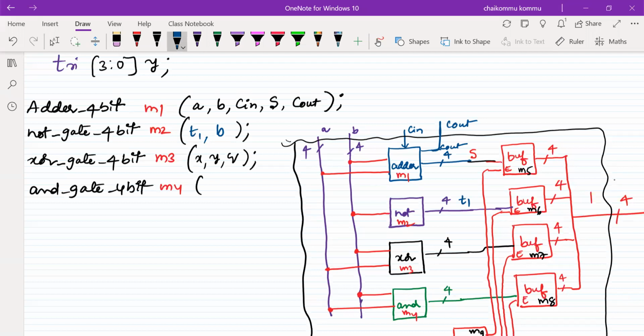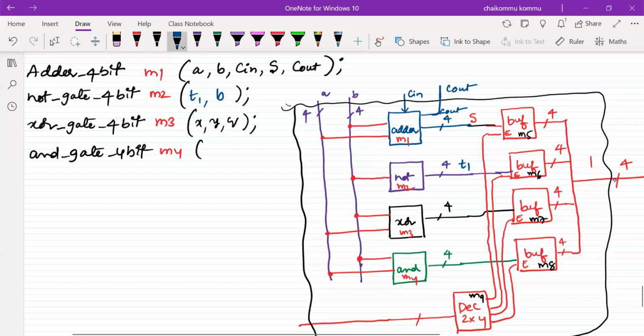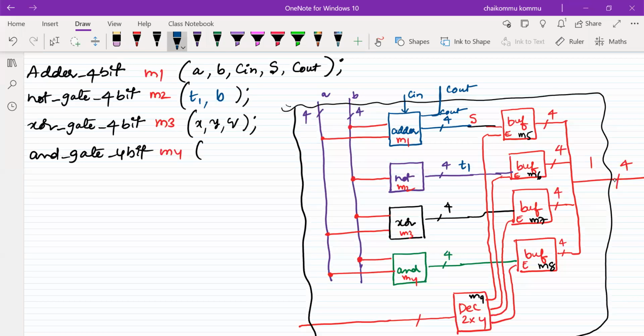Similarly, for the next gate, the output is, for example, T2, and the inputs are A comma B. Next for the AND gate, let us consider T3, with inputs A comma B, because these are all inside your module.